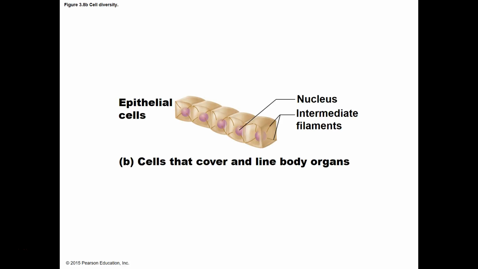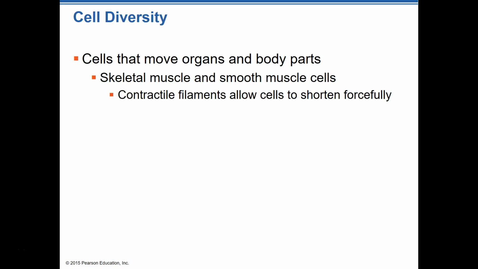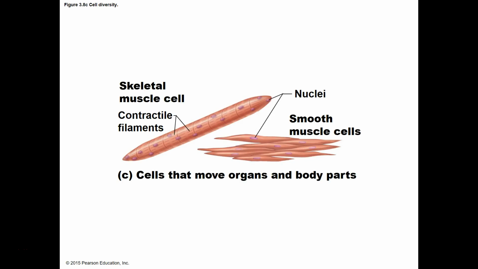Okay? So we can see these epithelial cells here and how they're held together by those junctions. And then we also have some cells that move the body, move organs and body parts. Skeletal and smooth muscle cells are both the ones that we talk about, and also cardiac cells too. These have specialized filaments in them that allow them to shorten up forcefully and change their shape dramatically so that they're able to move body parts or do particular things.